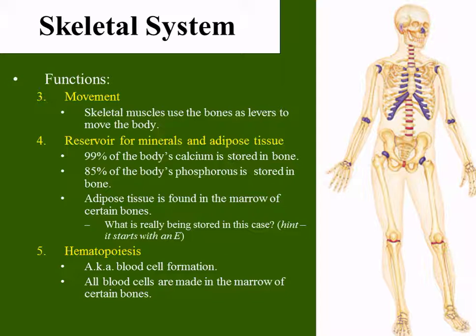Next, this one a lot of people forget about. Raw material reservoirs, so storage places. The primary storage you want to think about would be, what do we drink or eat to make these strong? Calcium. Yeah. You want to think of things like calcium and phosphate, which are minerals. Inside the bone, you have storage of the fat.